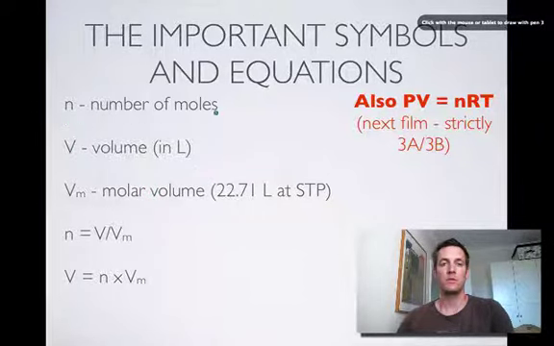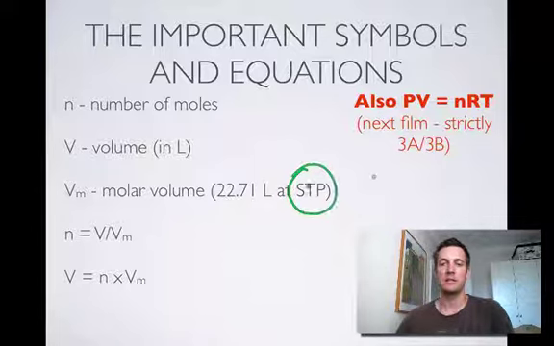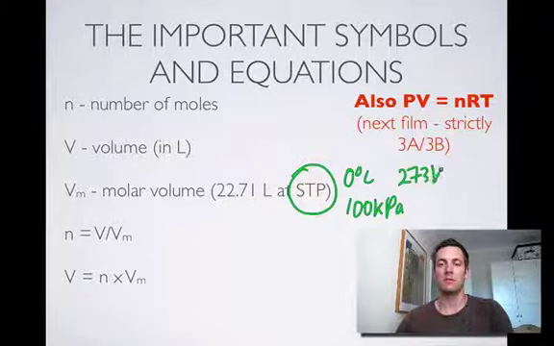Okay, so we've got the number of moles, that's little n, the volume given in litres, that's capital V, and the molar volume, which is the volume of 1 mole of any gas. Importantly, any gas, which is Vm. 22.71 litres is how much 1 mole of any gas will occupy at STP. This is given on your data sheet as 0 degrees centigrade and 100 kilopascals. This is the same as 273 Kelvin.